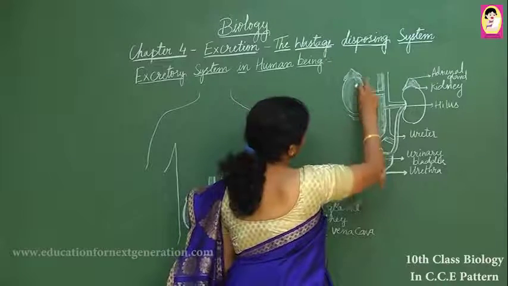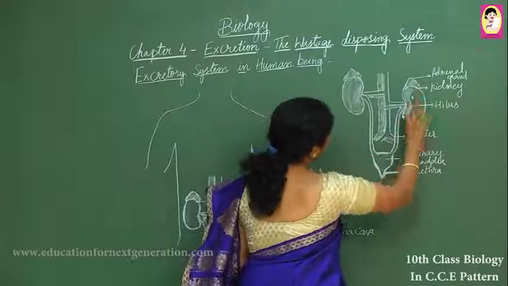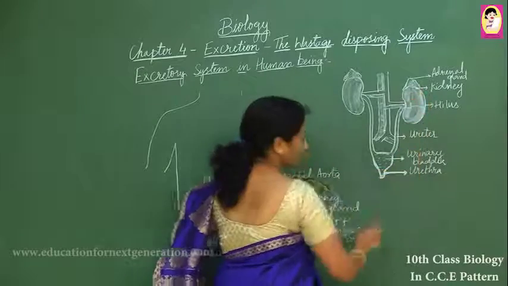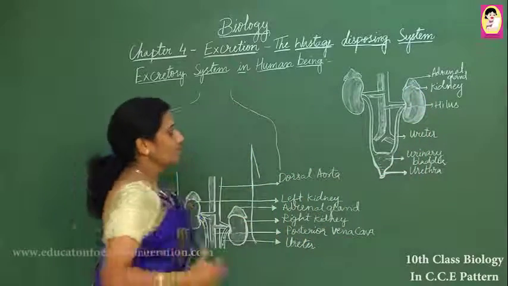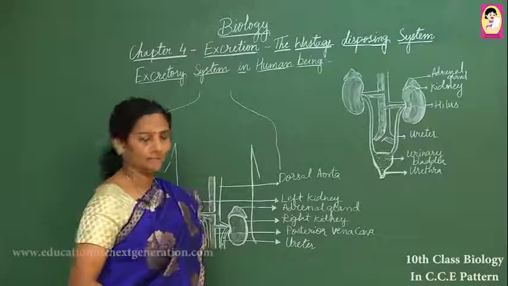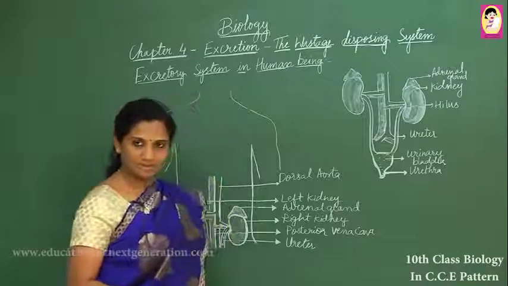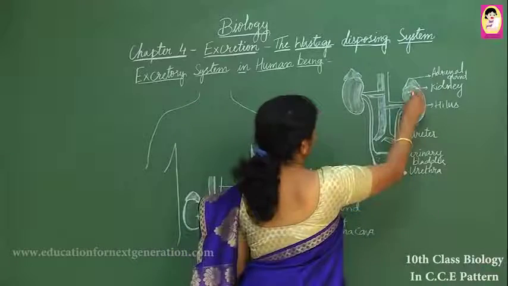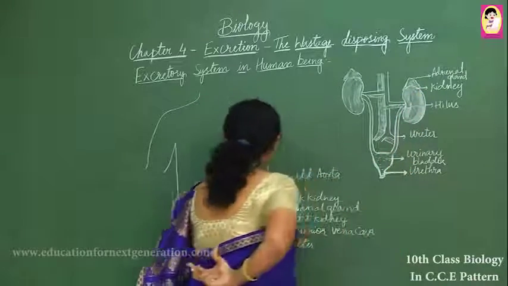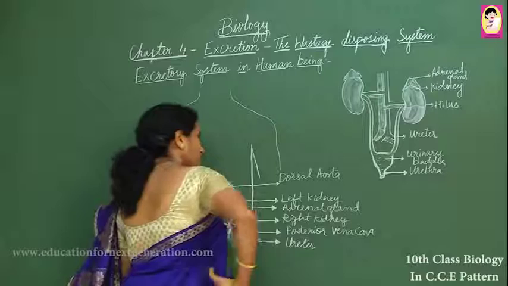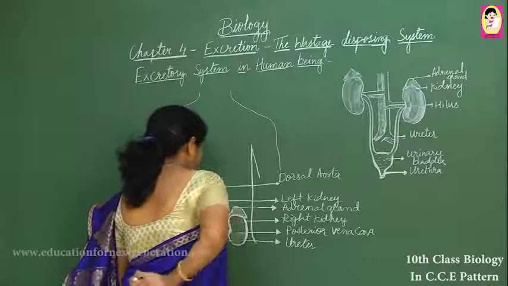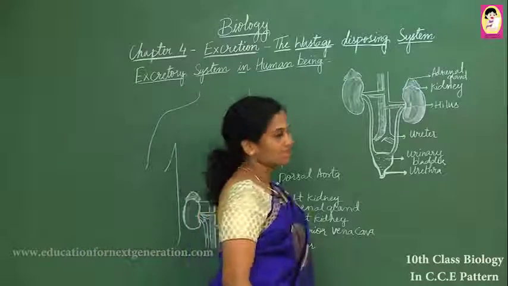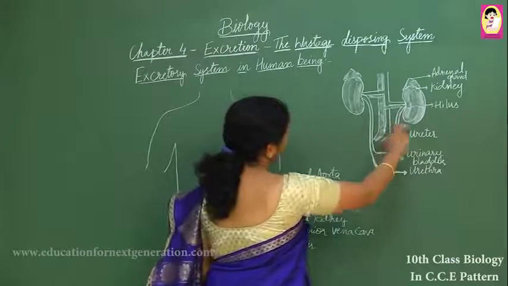Both kidneys are connected to the backside, to our dorsal body wall. They are present in the abdominal cavity, but they are connected to the dorsal wall. That is the reason that the lumbar area, or the lumbar vertebra, both sides, are not protected by anything. So slightly, you can find your kidney is covered by that.